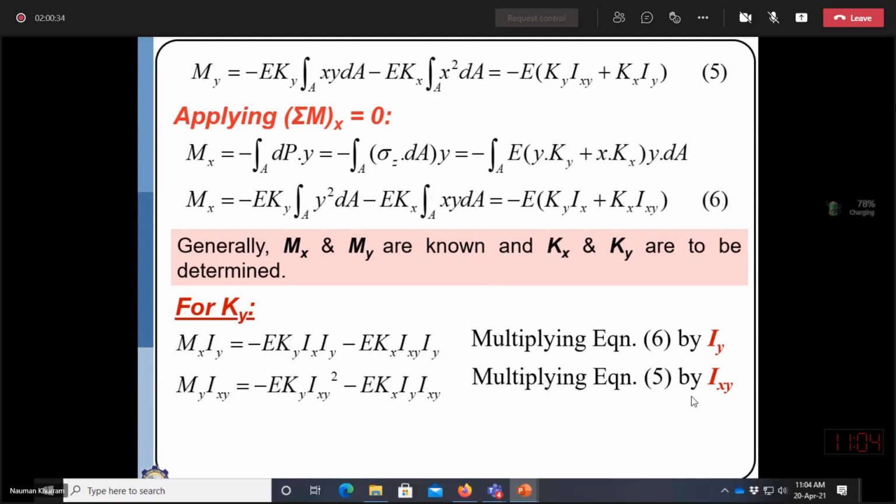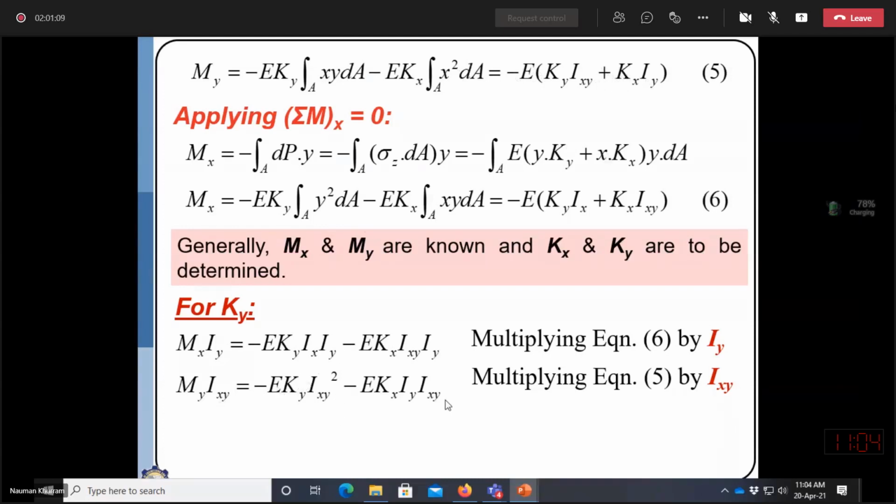Similarly, we will multiply equation number 5 with the product moment of inertia: My into product moment of inertia, minus E ky into Ixy square, because we are already having one product moment of inertia, plus kx into Iy into product moment of inertia. This minus sign, when it is going inside, will also convert this sign to negative. So that's why we are having a negative sign here.